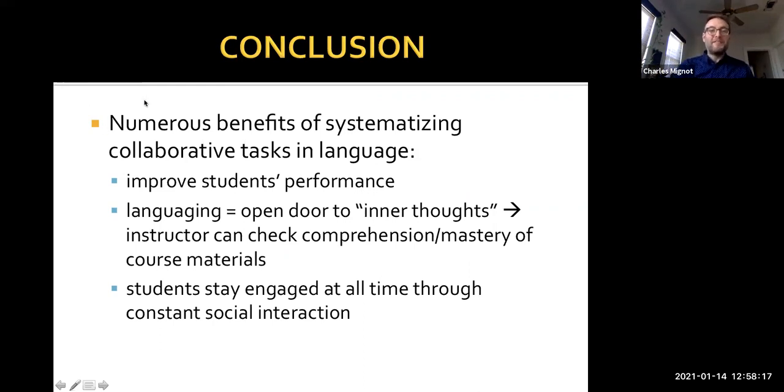So, numerous benefits of systematizing collaborative tasks in language. First, it improves students' performance. All of the studies are unanimous on that, except for collaborative speaking, where I don't find any studies.